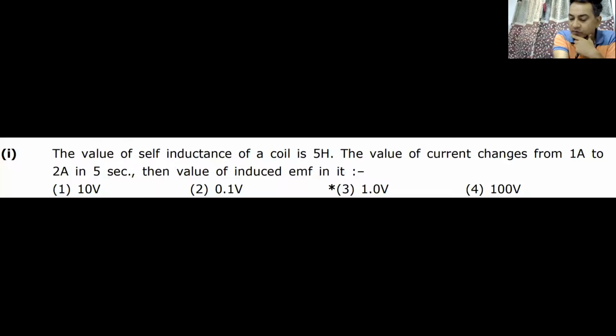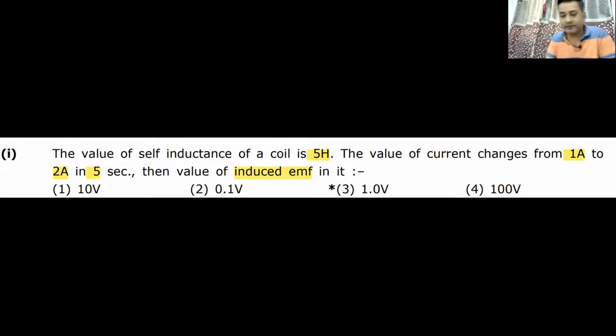Let us see some questions on this, from your practice exercise on page number 123. Question number 1. These are the types of questions you can expect in the exam. The value of self-inductance of the coil is 5 Henry. Remember, the SI unit is Henry. 1 Henry is 1 Weber per ampere. The value of current changes from 1 ampere to 2 ampere in 5 seconds. What is the value of the induced EMF?